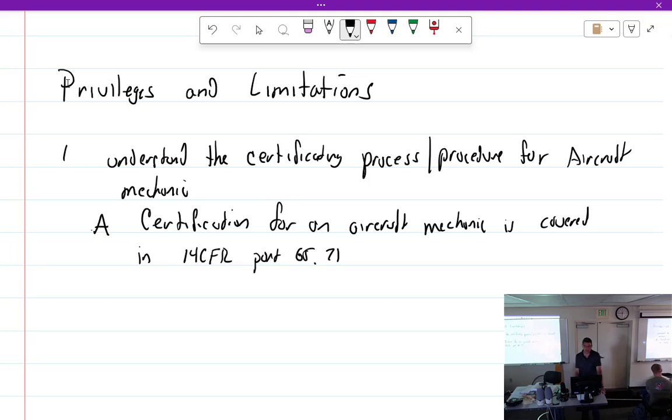Or I could just say it's part 65, and you could look up the rest of it. Or I could say it's under FAR 65. Got it? So it's not hard to use this book. You have to be comfortable with this book.